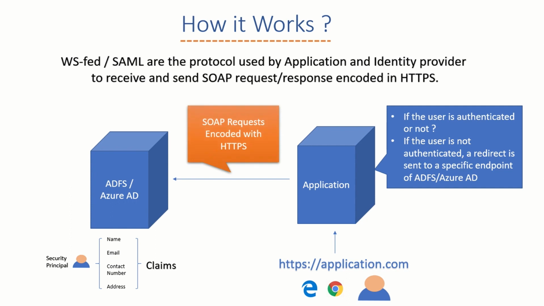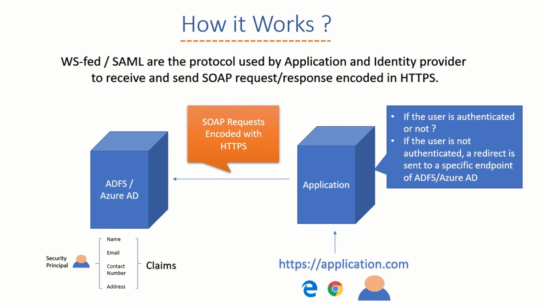Think about a scenario where you have developed a web application. All the traffic will be flowing through HTTPS itself. So how it works: the SOAP request gets encoded with HTTPS, and then these request and response are exchanged between your application and your identity provider.